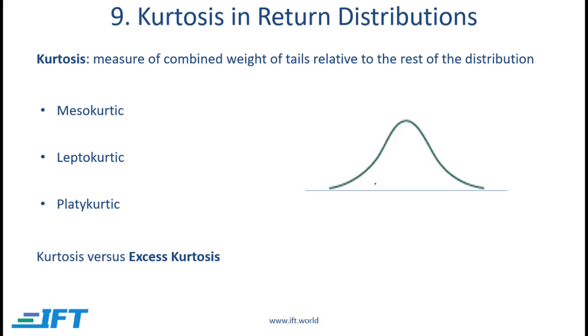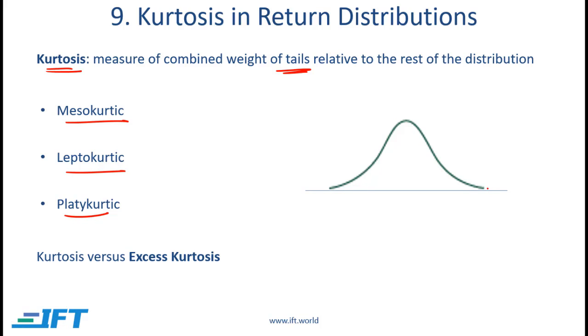In the previous section, we've talked about skewness, which is a measure of symmetry. What we are looking at here is a normal distribution, and this is perfectly symmetric. Therefore, we can say that the skewness is 0. Now, another very important measure is kurtosis. Kurtosis is a measure of the combined weight of tails relative to the rest of the distribution. We can have three types of kurtosis. A curve can be mesokurtic, leptokurtic, or platykurtic.